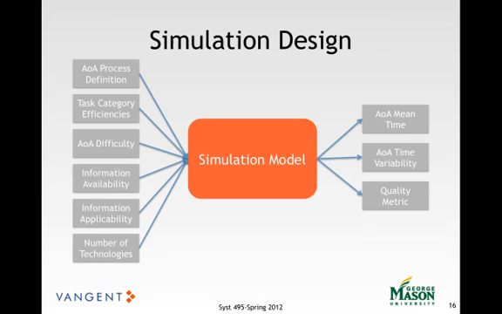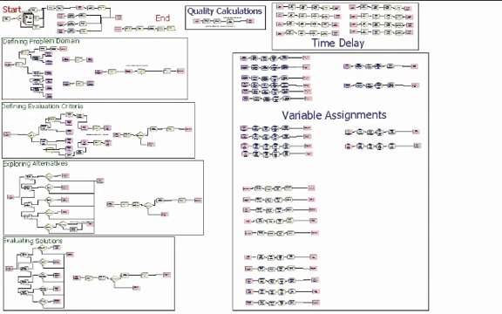In order to model the current or baseline AOA situation and to test the effect of implementing the alternatives, we built a Monte Carlo discrete event simulation of the AOA process using Rockwell's Arena software. The inputs to the simulation are the AOA process definition, the task category efficiencies for each alternative configuration, the difficulty of the AOA, the availability and applicability of external information, and the number of technologies addressed in the AOA. The model outputs are the mean time duration for the AOA, the variability of the duration, and the quality of the AOA. What you see here is the model being executed.